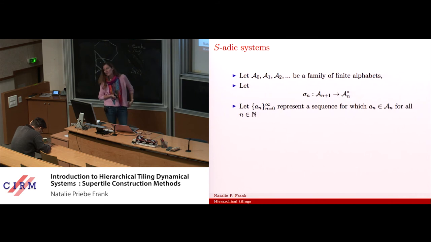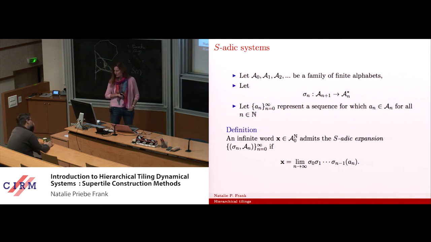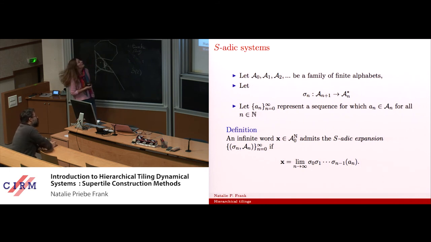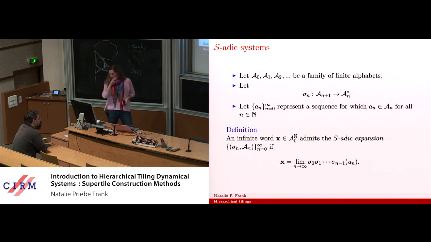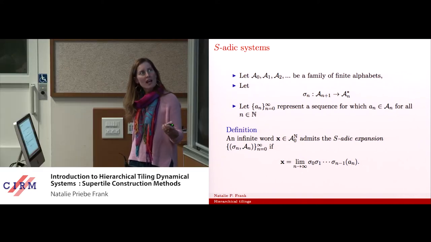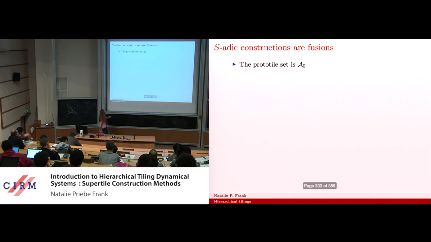And then you say, okay, is this sequence S-adic? Is that the directive sequence? Sorry, I'm not totally fluent. An infinite word going off to the right admits an S-adic expansion if it looks like the limit of these, which is what Jurg had, but he was using the same alphabet at each stage, I think, but you can just change alphabets. That's not a big deal. Okay, so they're fusions, and here's why.